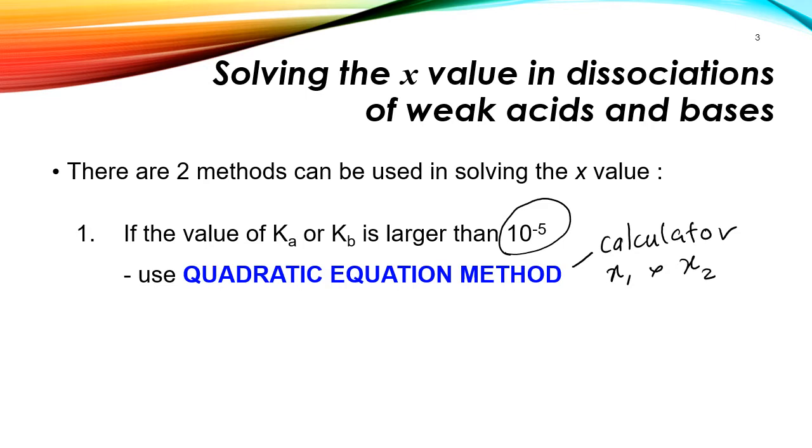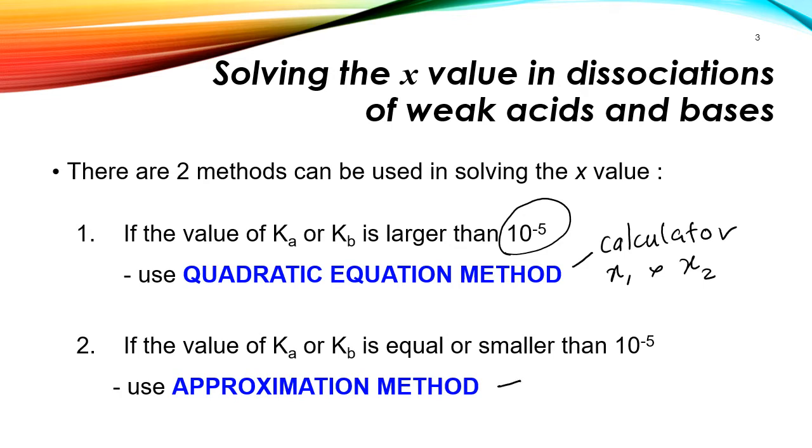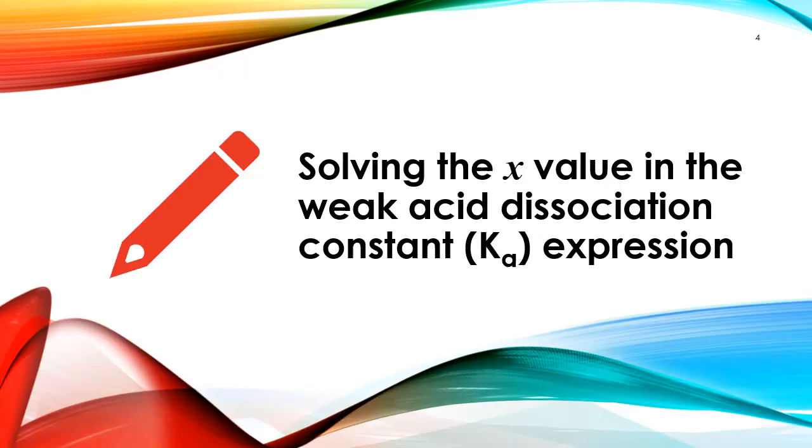The second method, if the value of Ka or Kb is equal to or smaller than 10^-5, we can use the approximation method, which means this involves an assumption. Now, let's take a look at the first example in solving the X value for the weak acid dissociation.